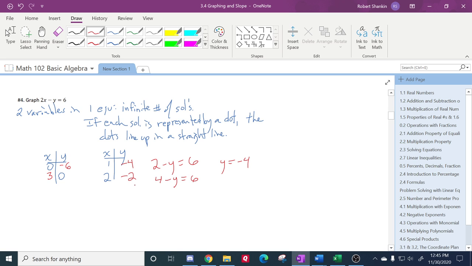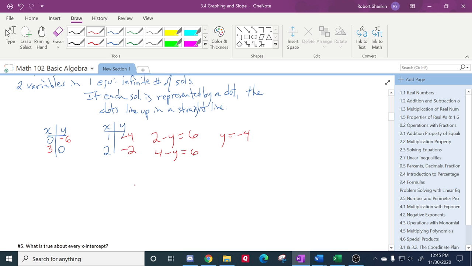Okay. So here I'm showing a couple different ways. And then to graph it, (0, -6), (3, 0), (1, -4), (2, -2). Okay. So now I can say (0, -6), if I was doing it this really quick way, and (3, 0), and say these two and connect them.